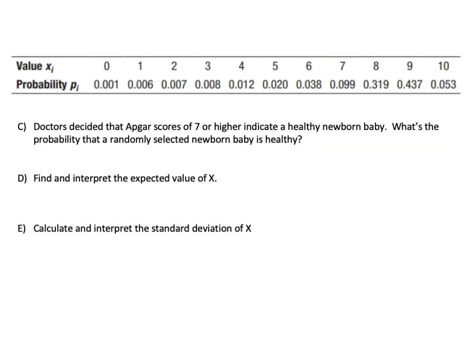Okay, so doctors decided that APGAR scores of 7 or higher indicate a healthy newborn baby. So that's good. We just saw that the majority are between 7 to 10. What's the probability that a randomly selected newborn baby is healthy? So proper notation would be capital P, the probability of X is greater than or equal to 7.